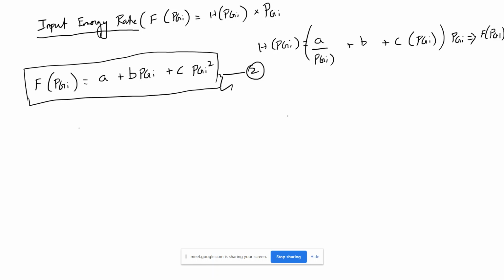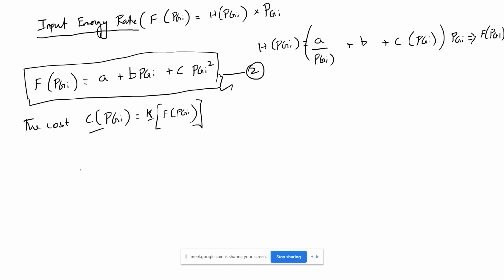Next we need to think about cost. So how to mathematically model the cost? The cost can be represented by F_PGI, which is nothing but a constant k. K is nothing but the amount needed to run the generator. If you multiply this cost k with this F_PGI, that is the input energy rate, then I will get the cost equation.